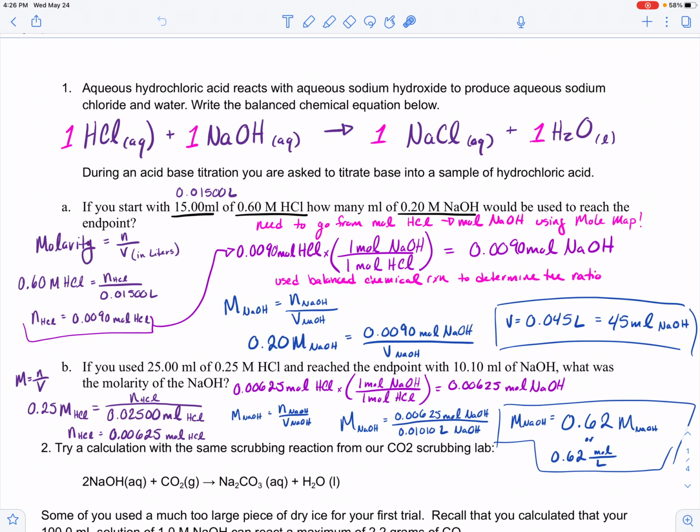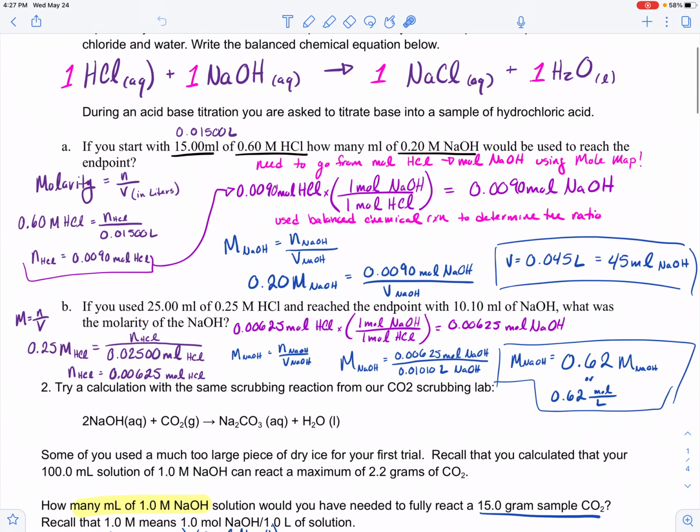If you have questions about balancing, feel free to ask me during class, but I just did a quick balancing. I went through and counted out how many of each element, and it just ends up being 1, 1, 1, 1. So you don't really have to do any additional coefficients.